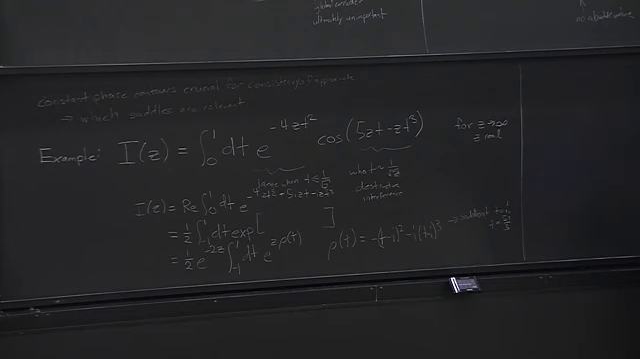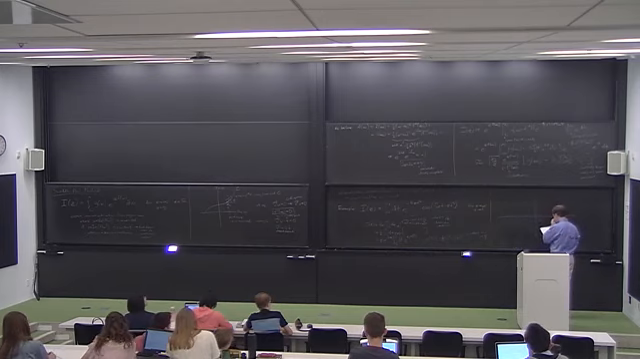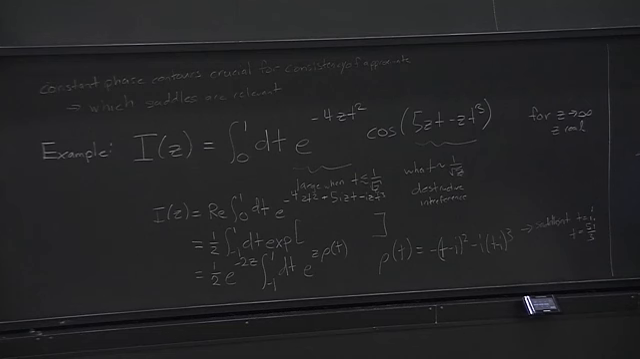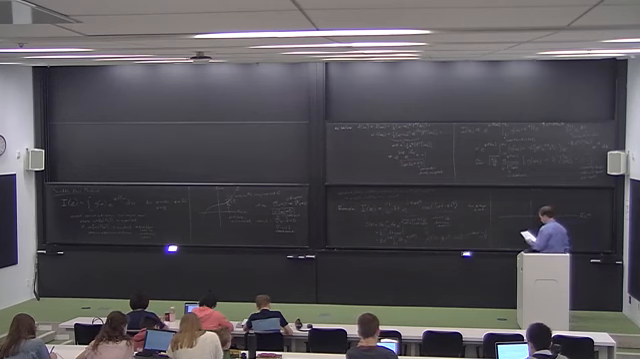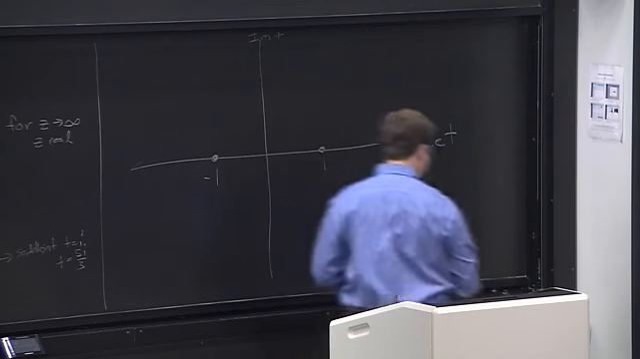So let's sketch a plot of what our contour is and what contour we're going to deform it into is. So here's the imaginary part of t. Here's the real part of t. And our original contour starts at -1 and goes to 1.